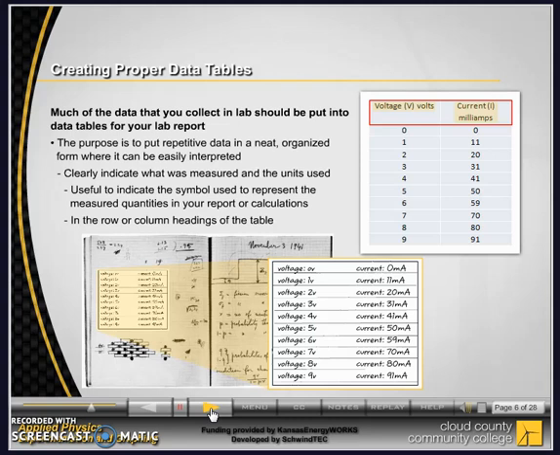Note that the data is very repetitive. The same quantities are measured over and over. If the data were presented in this form in a lab report, getting any information from it would be a tedious task. Because of the repetitive nature of the data, it is best presented in a table.